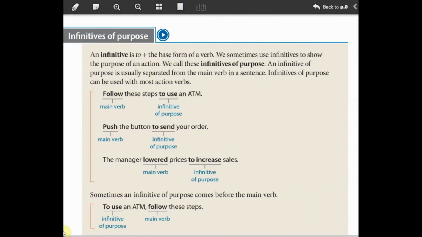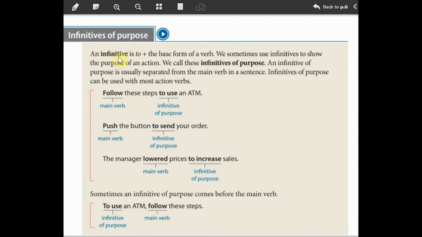Welcome to today's lesson, which is taken from your reading and writing book 2, Unit 6, pages 131 and 132. And the grammar item we're going to discuss today is the infinitives of purpose. The infinitives of purpose. An infinitive is when we add to plus the base form in a sentence.